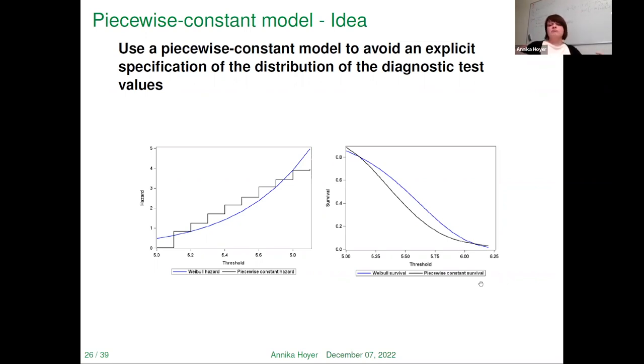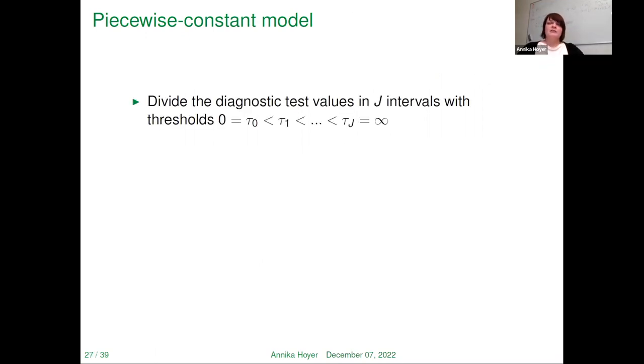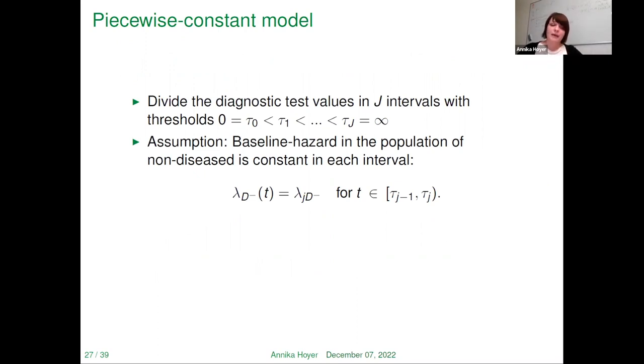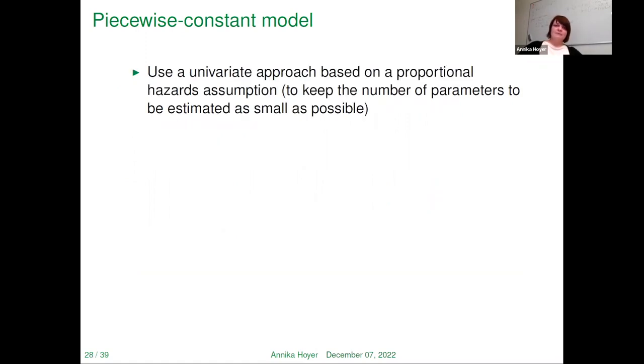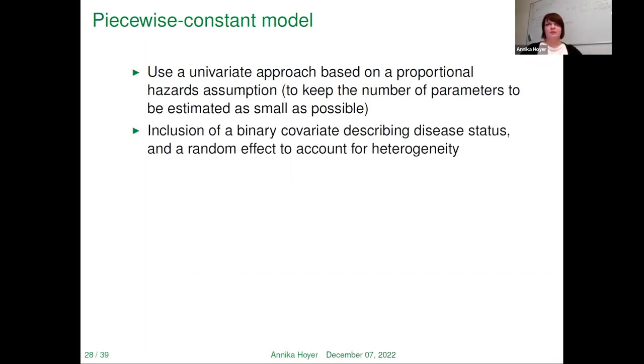You can approximate nearly every parametric survival function using a piecewise constant approach, depending on how many pieces you define. So if you define many pieces, you get rather close to the true Weibull survival function. This is what we have used in extending our model. We divide our diagnostic test values into different intervals defined by the thresholds and assume that the baseline hazard in the population of non-disease is constant in each interval. So we modeled the piecewise constant baseline hazard function, and then we move forward to apply a univariate approach based on the proportional hazard assumption to keep the number of parameters that have to be estimated as small as possible.